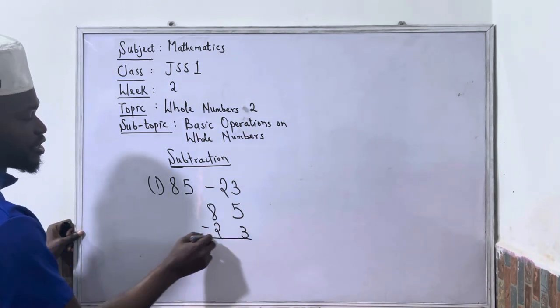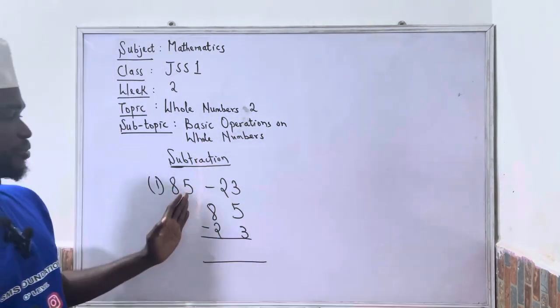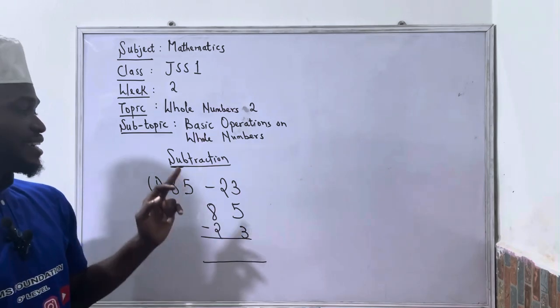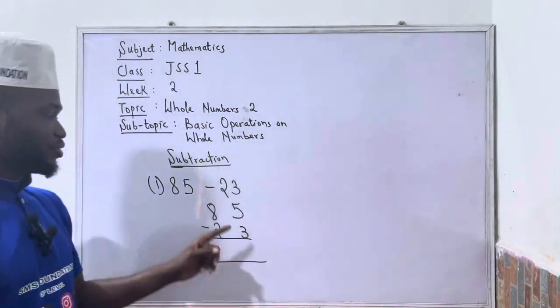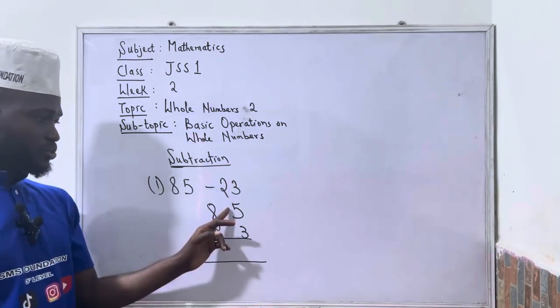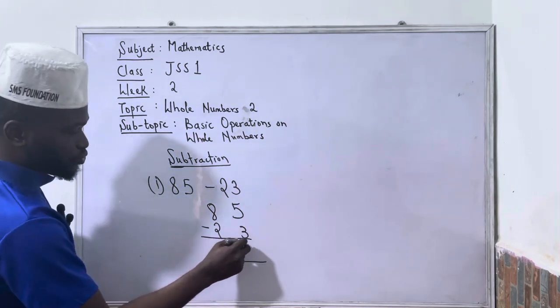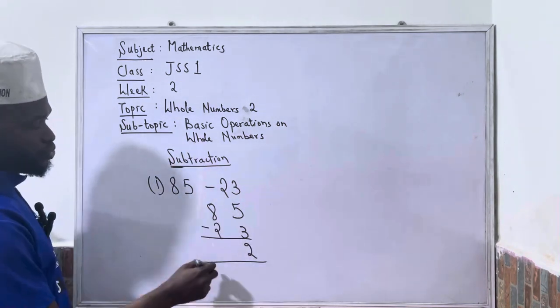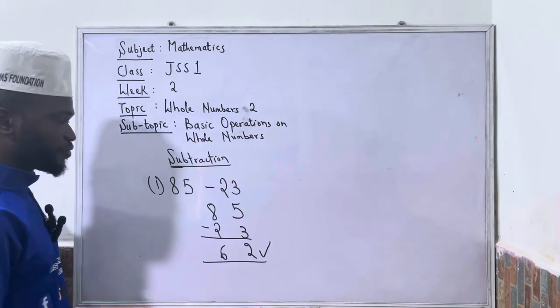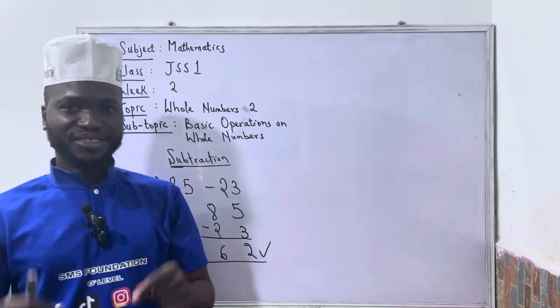So let us subtract. At this level, don't expect them to help you to arrange it like this. As a GSS1 student, you'll be the one arranging it mostly by yourself. So you subtract unit from unit. 5 minus 3, you get 2. 8 minus 2, you get 6. So the answer for 85 minus 23 is equal to 62.